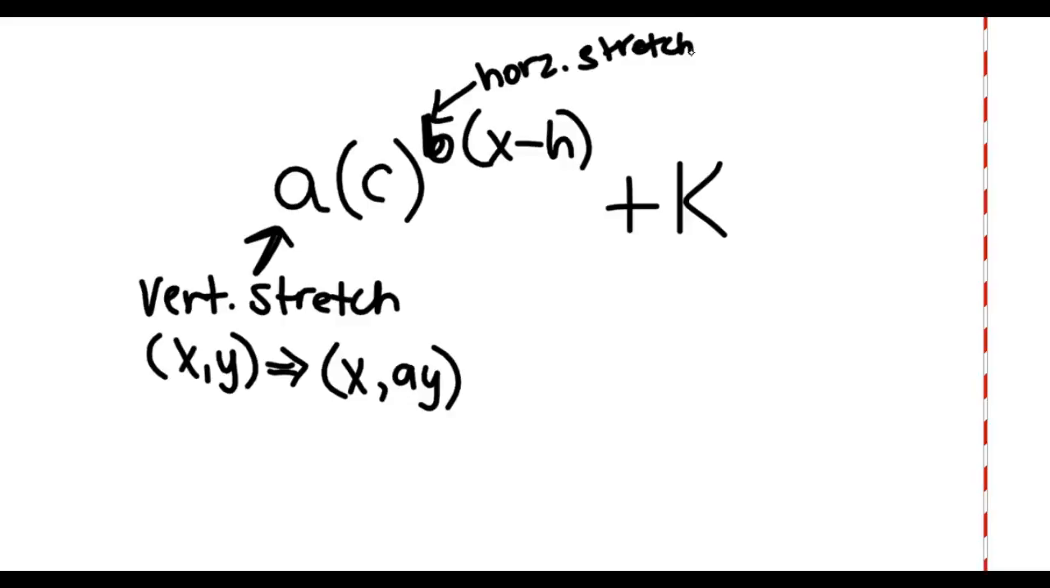Okay, and so it works the same way, except your x values are going to be affected, and it happens to be the opposite. So if I have a half there, that means my x values are twice as big, and if I have a 2 there, that means my x values are half as big.